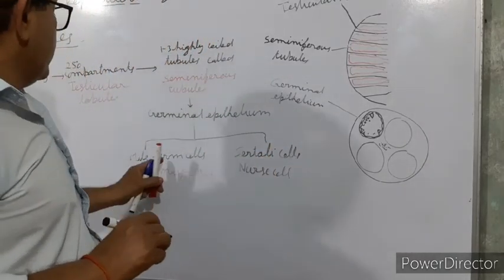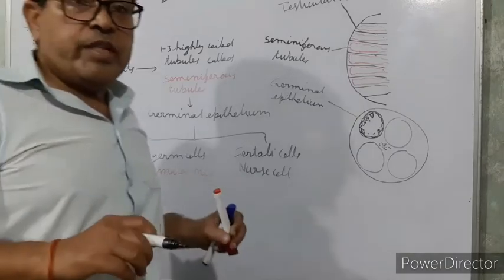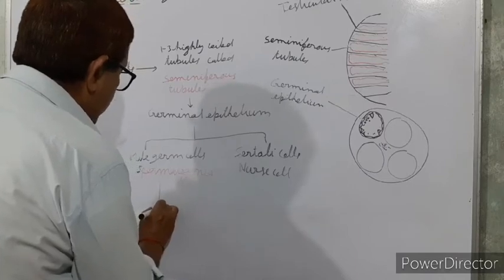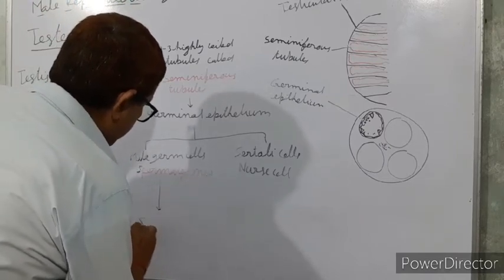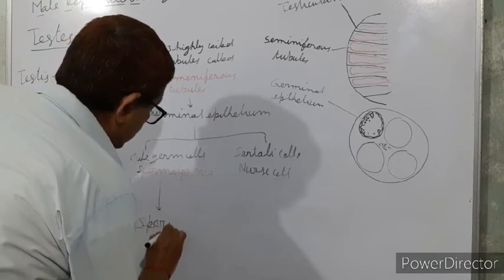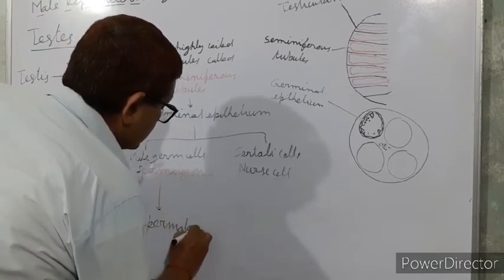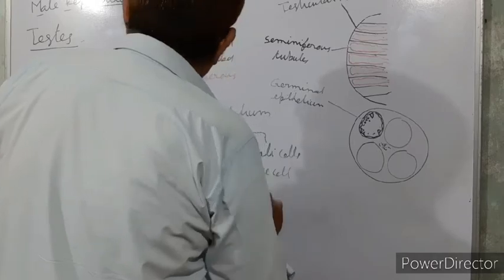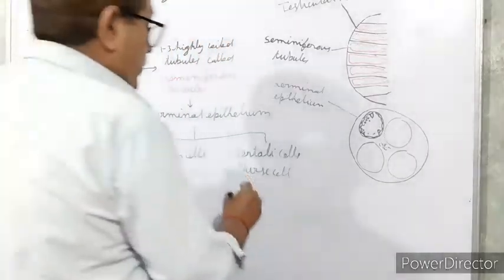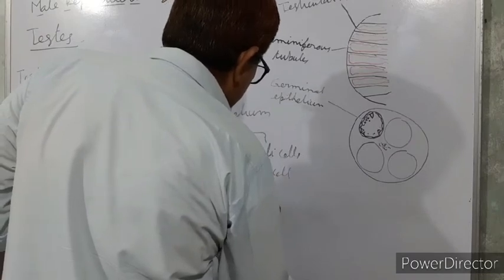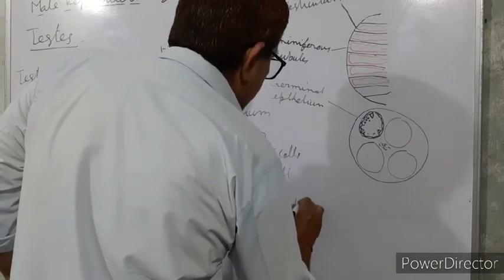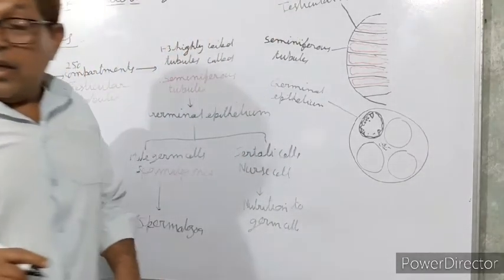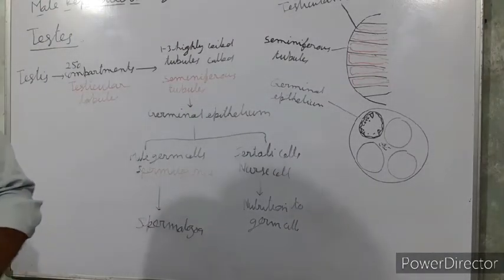So male germ cells or spermatogonia undergo meiotic cell division to produce spermatozoa or sperm, while the Sertoli cell provides nutrition to the germ cells.